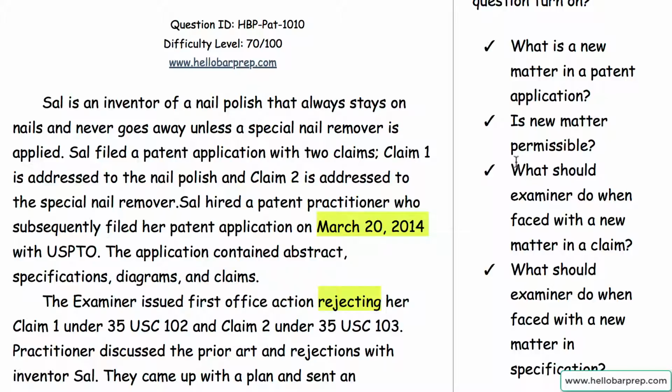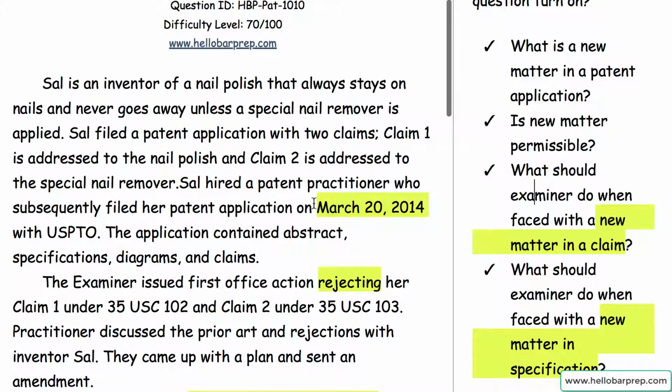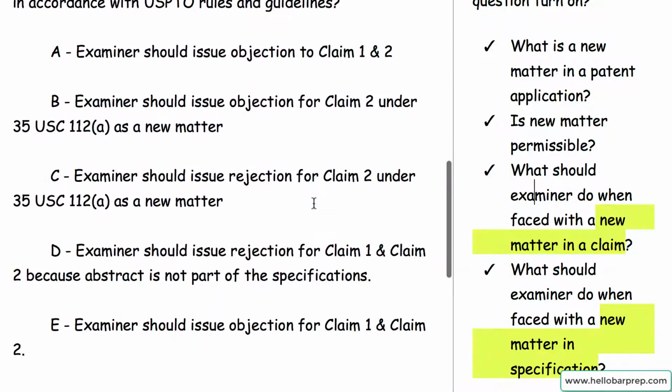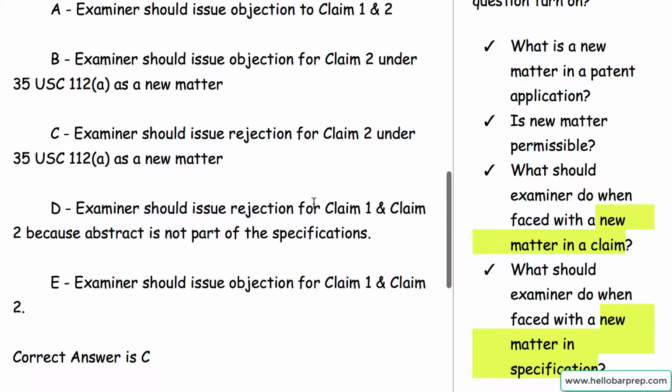What should the examiner do when faced with new matter in the specification? So when faced with new matter in the claim, and then new matter in the specification, there are different things the examiner is supposed to do. So we need to know that in order to answer this question correctly and get the full points, and pass this exam. So now let's turn our attention to the explanation and answer choices. So let's look at that.